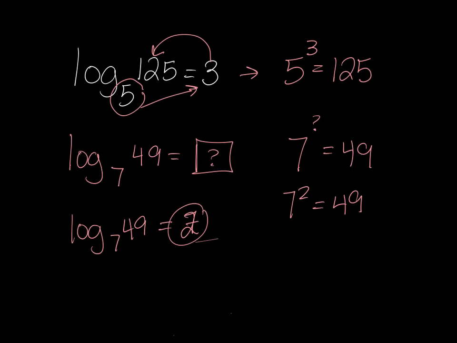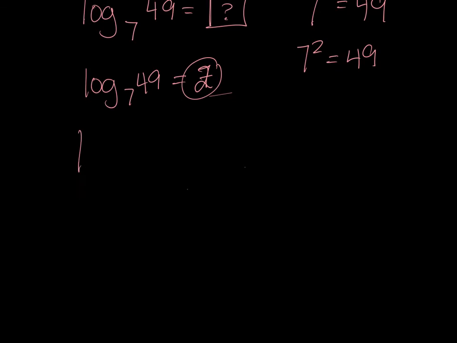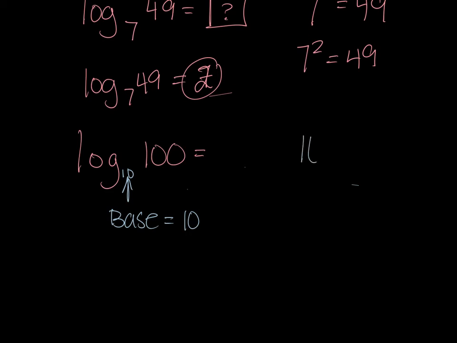Now, in a situation where you do not have a base, let me give an example. Log 100. If you do not see a base right here, my base is always 10. The reason why is because when they created logarithms, we deal with base 10 for the Richter scale. So if you need to, write a little 10. It will not hurt me at all. So this is just saying 10 to the what power is equal to 100. Well, 10 squared is equal to 100. So it's equal to 2.